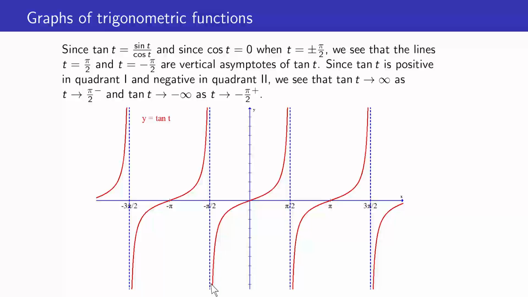So we sketch this graph here in the interval −π/2 to π/2, and after that just keep repeating the same graph both on the right and on the left, since the function is periodic with period π. And that gives us this graph here.